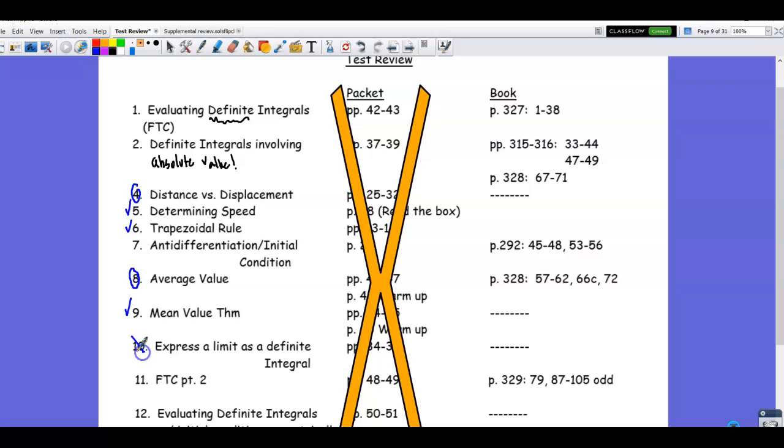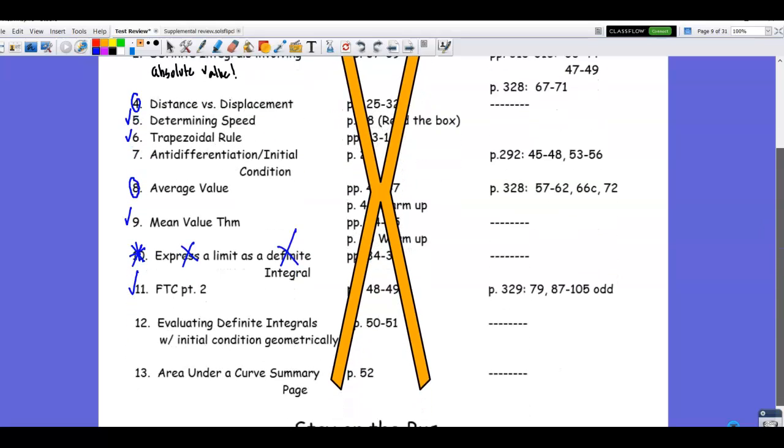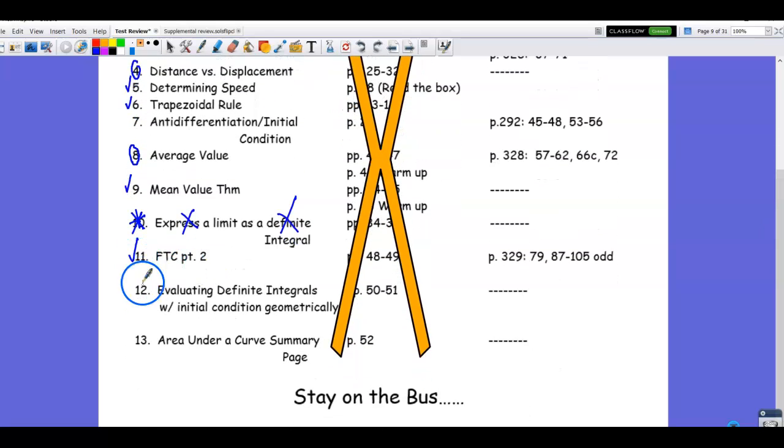Number 10 is not on the test for 2021. So for students in the year 2021, you will not express a limit as a definite integral, so you can get rid of that. There's the fundamental theorem of calculus part 2, which is taking the derivative of a definite integral. Evaluating definite integrals with initial condition geometrically. That was our recent lesson.